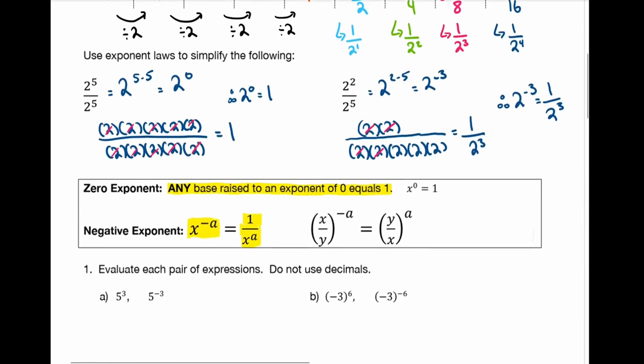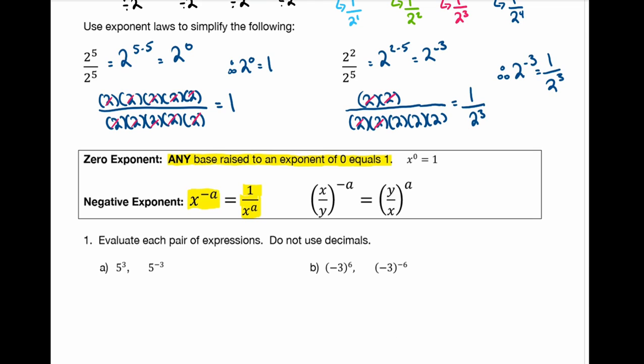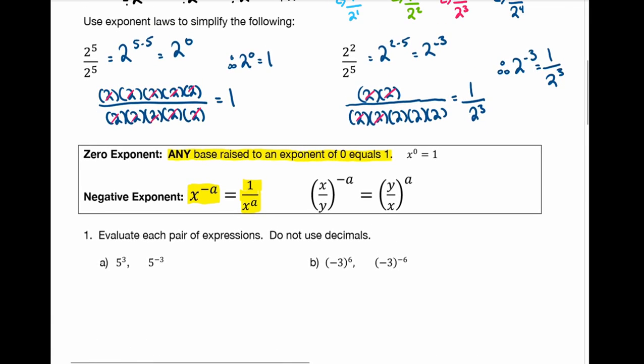So now we're just going to look through a few examples involving those two rules. In the first one, we want to evaluate these pairs of expressions, and we do not want to use decimals. You can evaluate a negative exponent on your calculator, it will give you a decimal, however. And we don't want to use decimals when we evaluate them, just because we want to be precise.